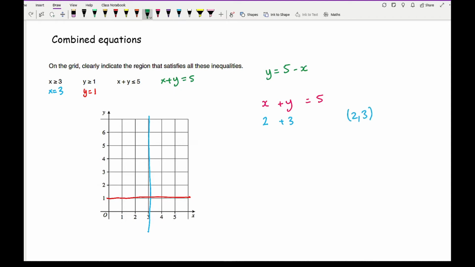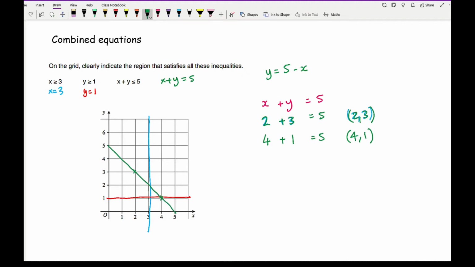I should be using a different colour, so let's go for green. So one coordinate is going to be 2, 3. Another coordinate could be, well, if x is 4, then 4 plus 1 equals 5, so my next coordinate is going to be 4, 1. Plotting these coordinates, I've got 2, 3, which is here, and 4, 1, which is here. Now again, I'm going to connect those points with a line, and it's going to be a solid line because it's x plus y is less than or equal to 5. So again, drawing a solid line through those two points, and again, I should be using a ruler.